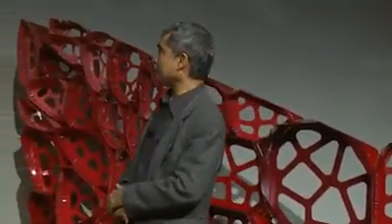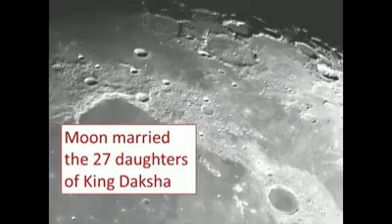So from that, I'd like to take you to a very magical time, again in India, a magical time when the moon married the 27 daughters of King Daksha. Well, if you're the moon and you lived in those times, you could get away with polygamy, but don't try it today.